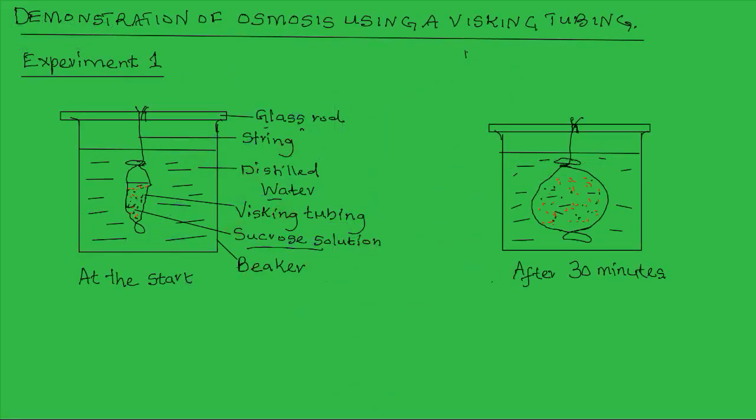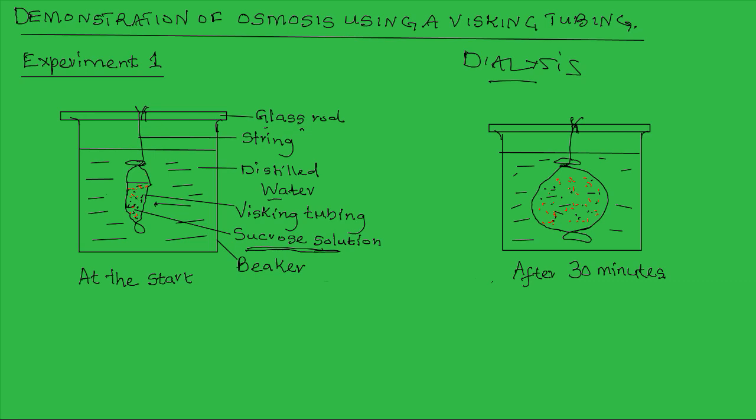Now we can demonstrate osmosis experimentally using a Viscose tubing. Now, a Viscose tubing, also known as a dialysis tubing, is a synthetic semi-permeable membrane that is used in separating small molecules from large ones in a solution. Now, in this experimental setup, a Viscose tubing is half filled with sucrose solution.